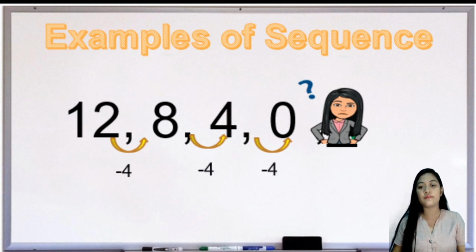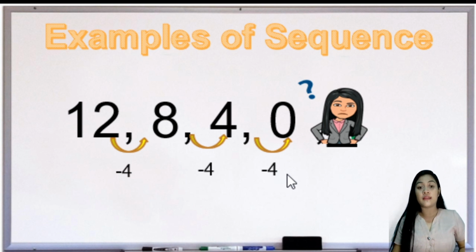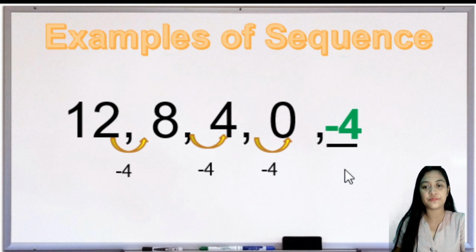So 12 minus 4 is 8. 8 minus 4 is 4. 4 minus 4 is 0. The rule here is we are subtracting by 4. So therefore, what is the next term? That will be negative 4.